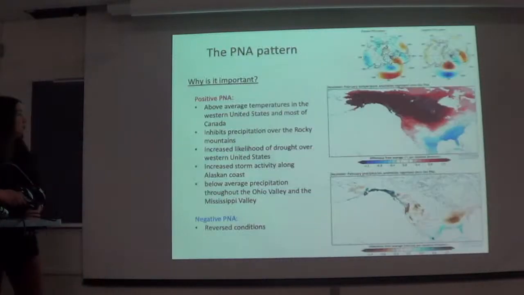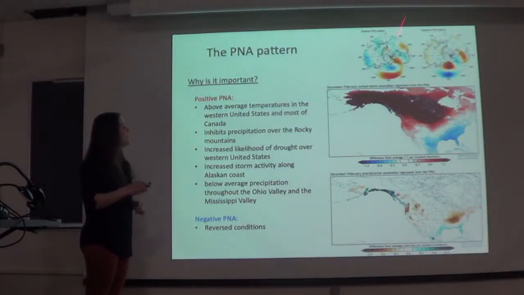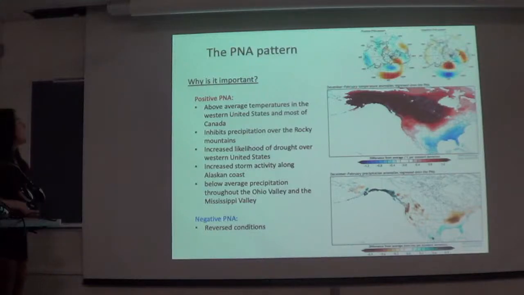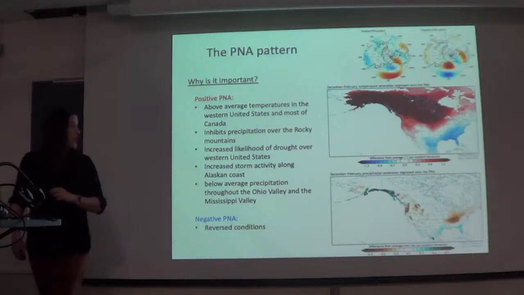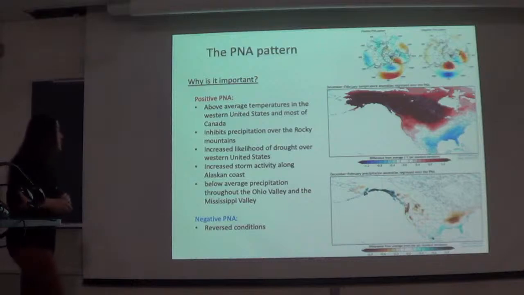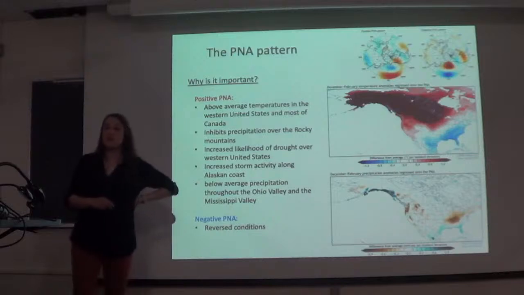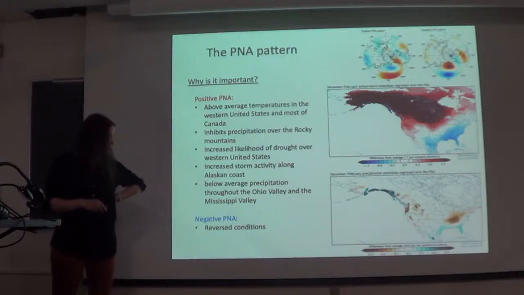So that leads us to why should we care? Why do we care about the PNA pattern? So just for reference, I put the PNA pattern that I just showed you in the last slide up here, really small. And what you see here is the relationship between the PNA and temperature at the top and precipitation at the bottom. So the color sign that you see here would correspond to the positive PNA phase. So during the positive PNA phase, we see warmer than normal temperatures across much of North America and colder than normal temperatures across much of the southeast.